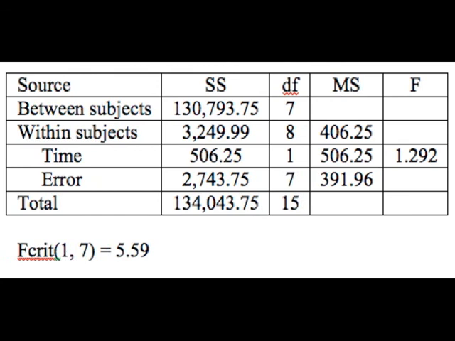1.292. Compare it to our F critical with degrees of freedom 1 and 7. So that F critical is 5.59. And so our obtained F is not significant. There is no difference between the first and second exam. Furthermore, the obtained F value of 1.292 is equal to the square of the obtained t value, 1.136.